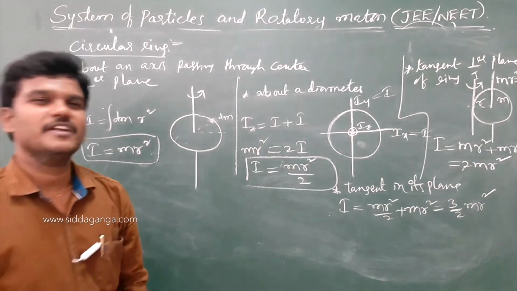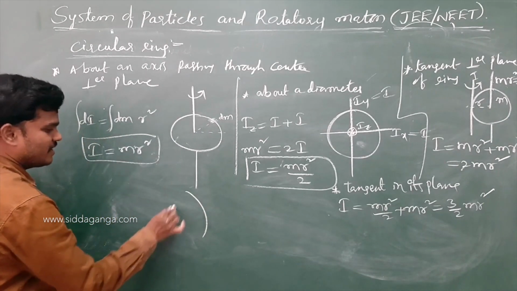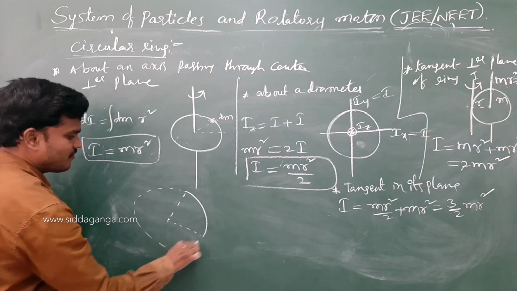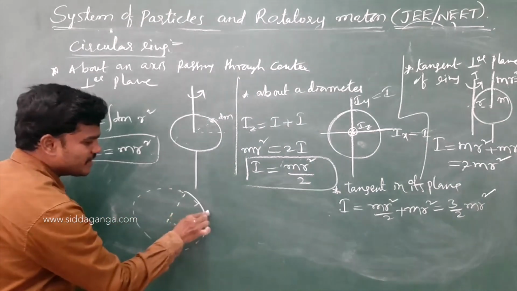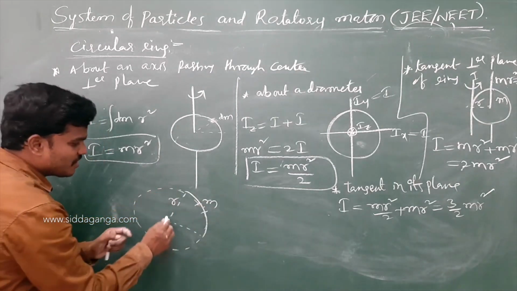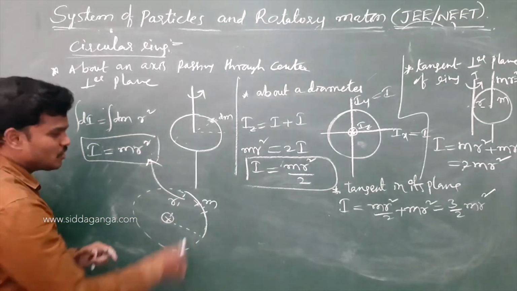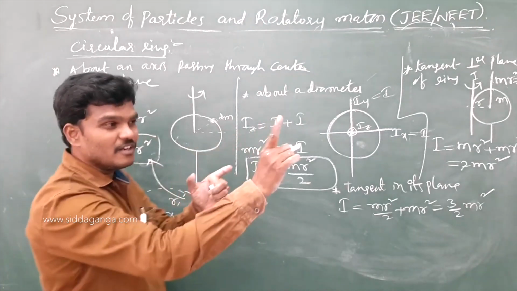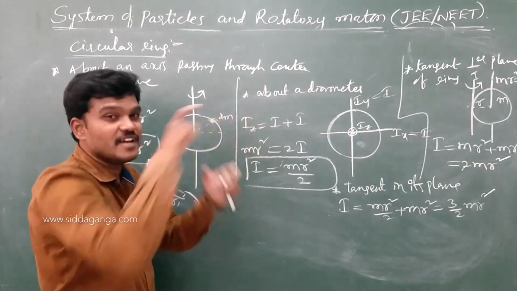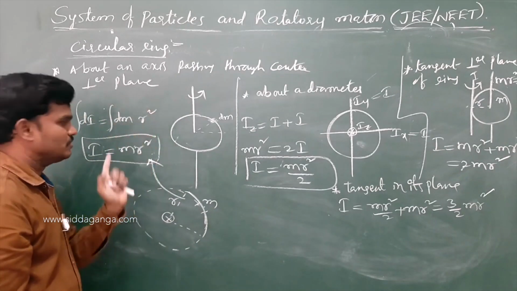First, suppose they give any arc. If they give any arc that makes some angle theta at the center of a circle, and if it rotates, then it will form a circle. If they give any small arc whose mass is m and whose radius is r, the moment of inertia perpendicular to the plane passing through the center is only this. Because if the small arc rotates, that small arc will complete a circle. Once any small arc rotates, the arc completes a circle. So the moment of inertia is again equivalent to a circular ring only. So MR square.